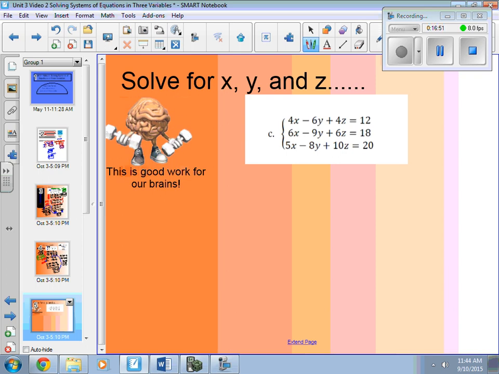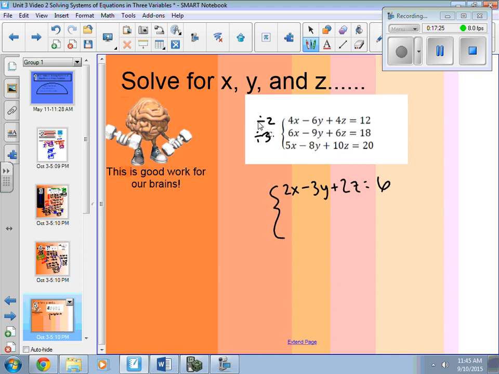Like this top equation, all these numbers 4, -6, 4, and 12 are all divisible by 2. The middle equation 6, 9, 6, and 18, those numbers are all divisible by 3. The bottom equation doesn't have anything that divides into all those. So let's see if we can divide first, and maybe that'll make it easier on ourselves. Let's divide everything in the top equation by 2. You'd get 4 divided by 2 is 2. -6 divided by 2 is -3. And 12 divided by 2 is 6.